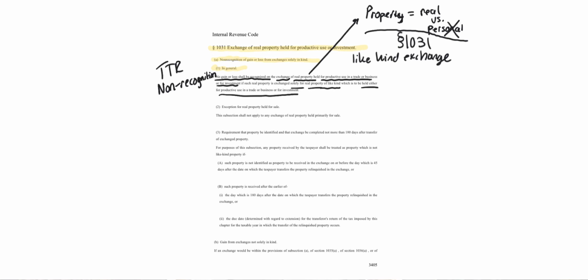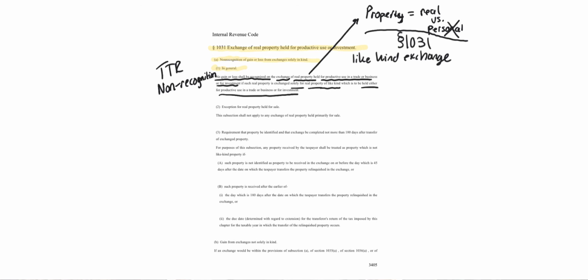If such real property is exchanged solely for, so that if such real property is exchanged, that's kind of like, it's just trying to help the sentence. Again, you have people drafting these, English majors and history majors and whatnot, and drafting these things in Congress that are attorneys.